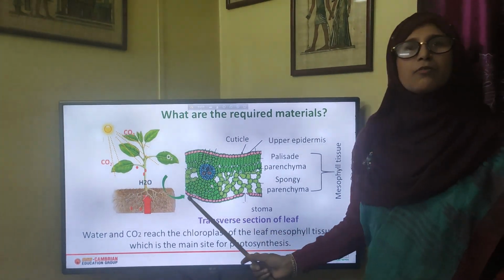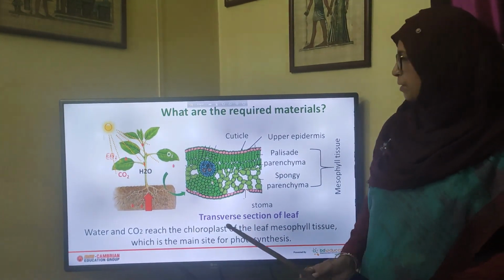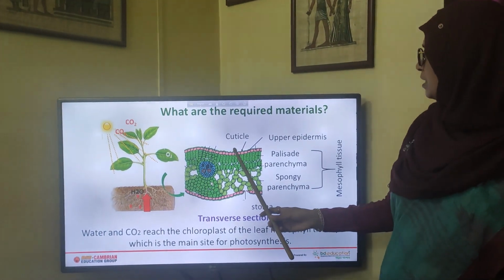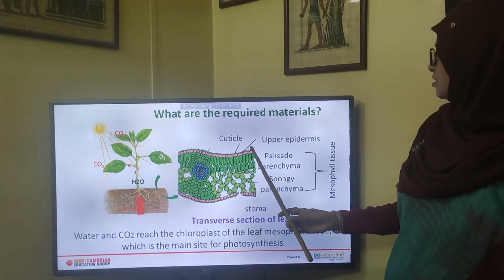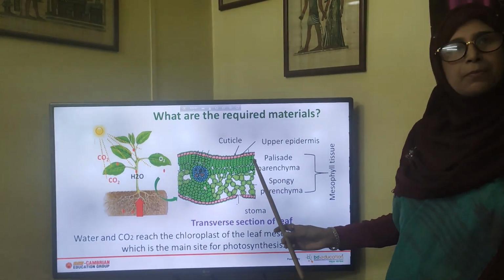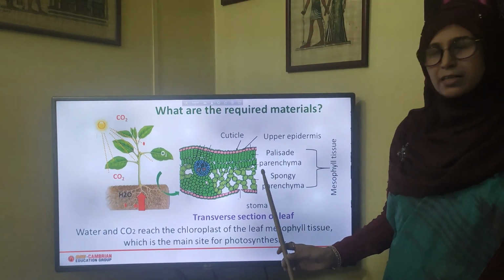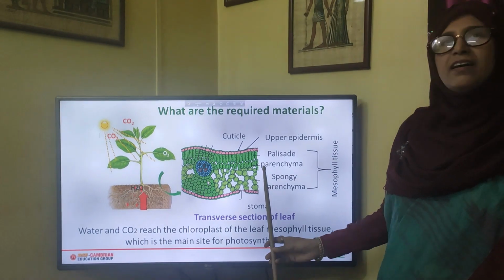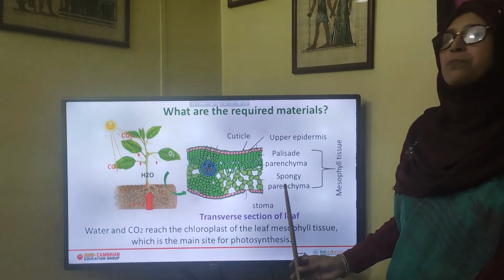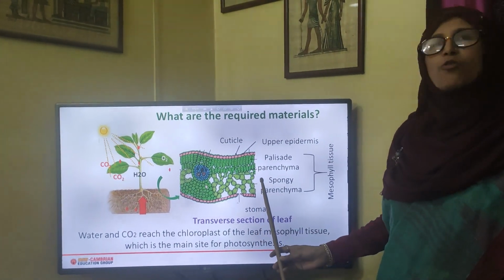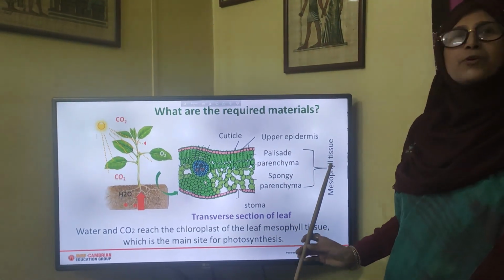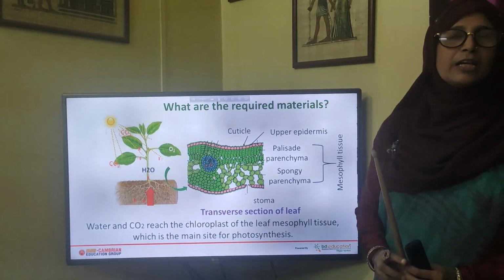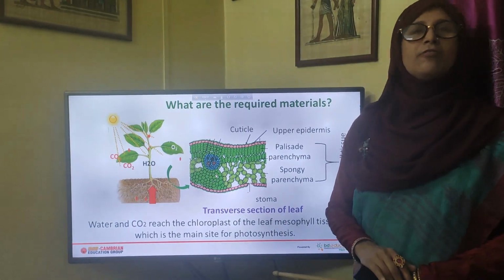And if you cut the cross section of a leaf and observe under the microscope, you will see this is the transverse section of a leaf. The upper part is known as cuticle, the upper epidermis. Below this upper epidermis, there are two types of parenchyma cell. First one is palisade parenchyma, below it spongy parenchyma. This palisade and spongy parenchyma contain more chlorophyll, and altogether are known as mesophyll tissue. So the mesophyll tissue of the leaf is the main site of photosynthesis.